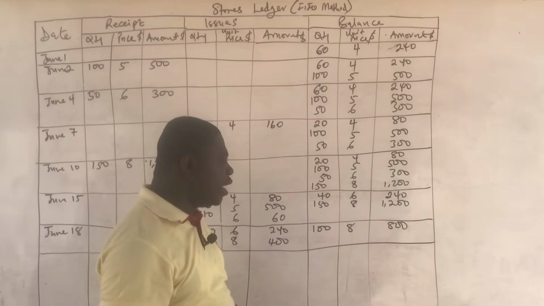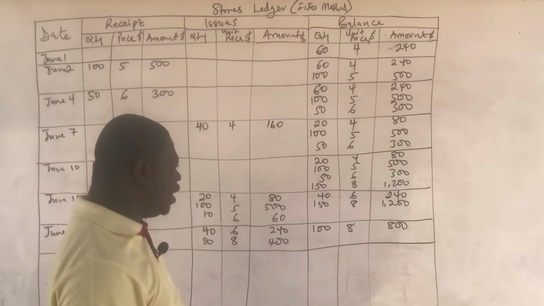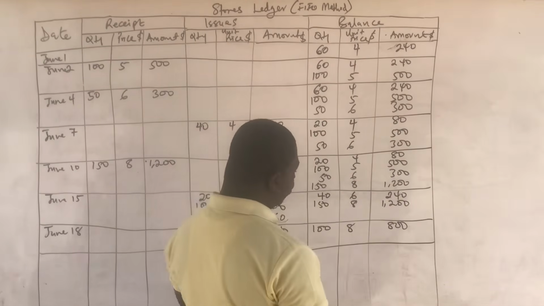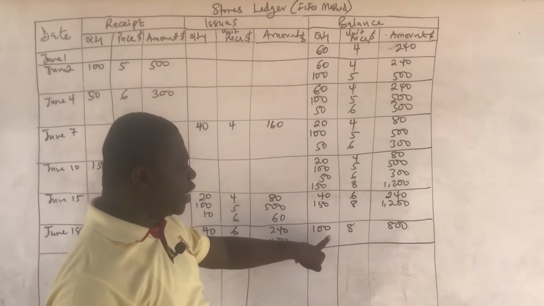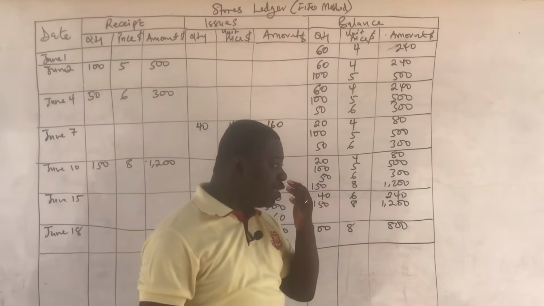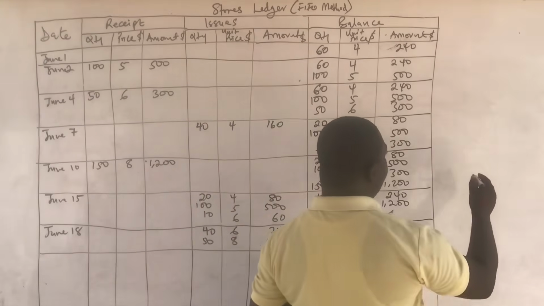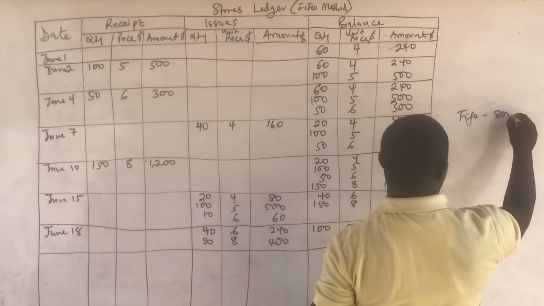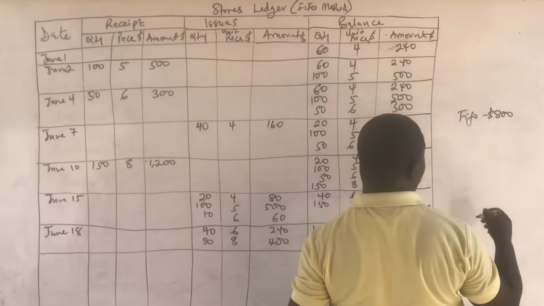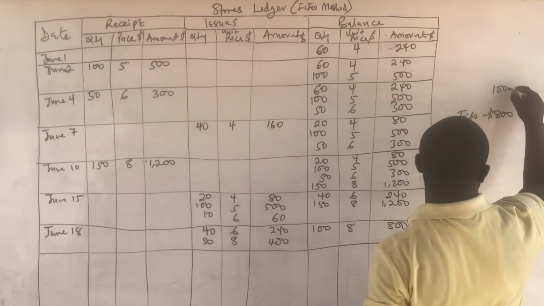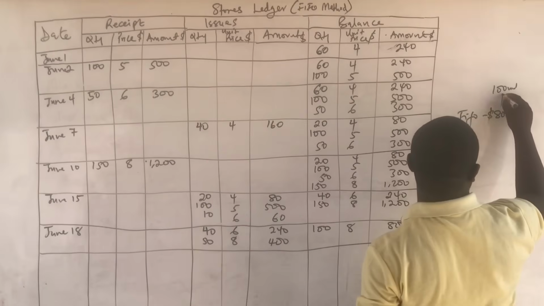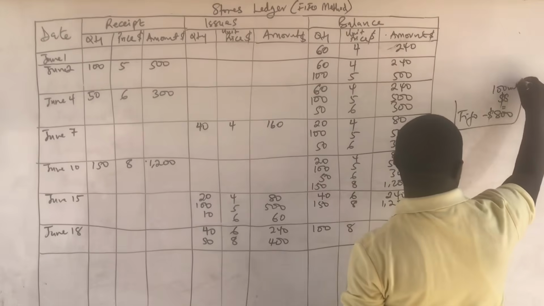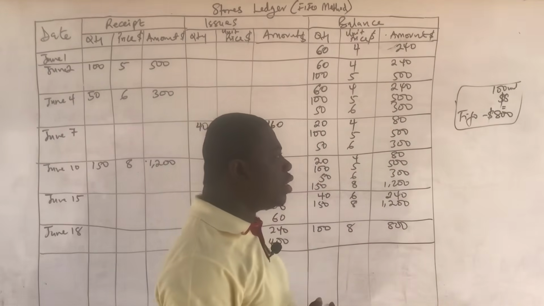And when you are done, one thing that decision makers are mostly interested in is the closing stock balance. So now we have a closing stock of 100 units at $8, giving us $800 value. So the closing stock for FIFO is $800, 100 units at $8, giving us $800. That is the closing inventory.